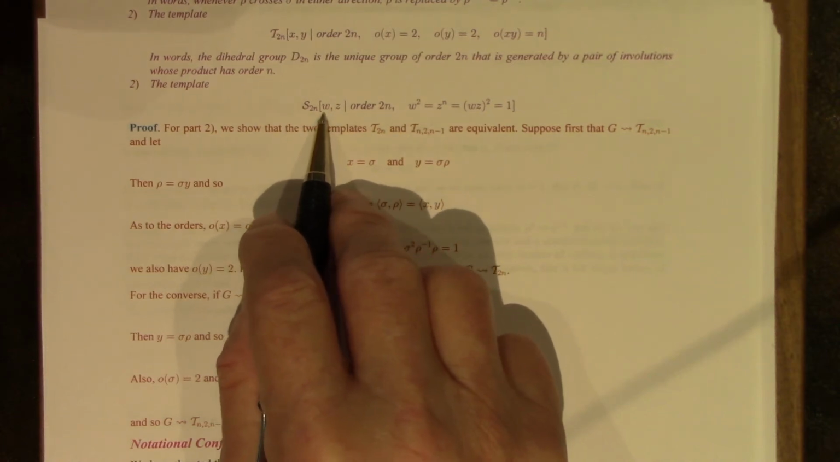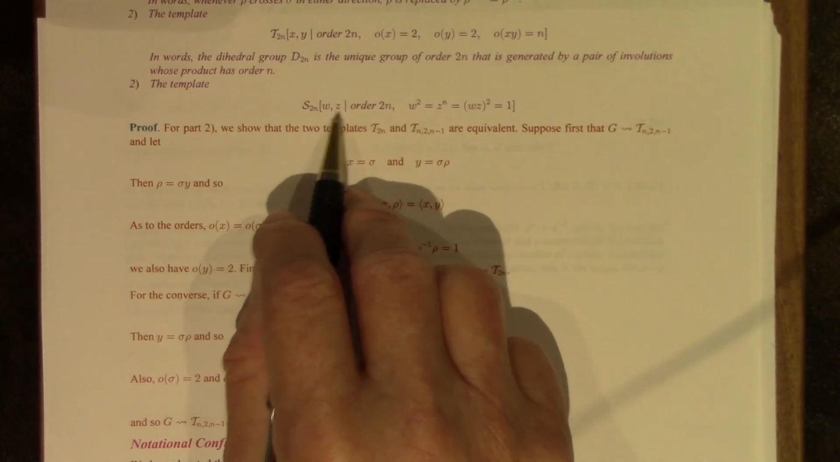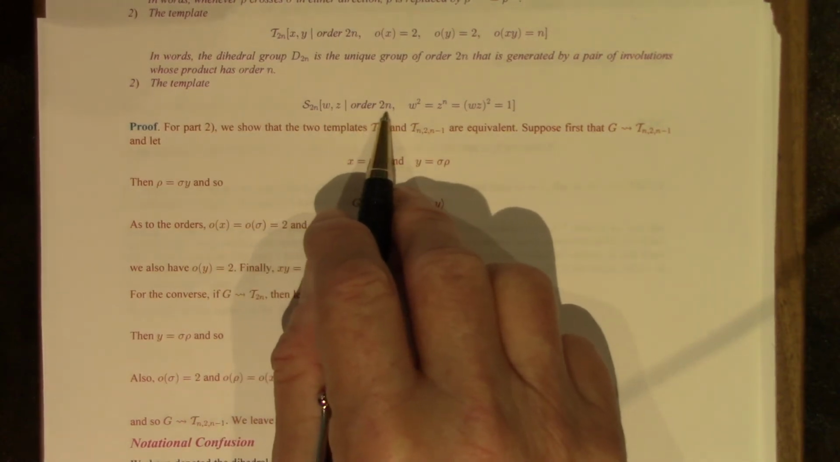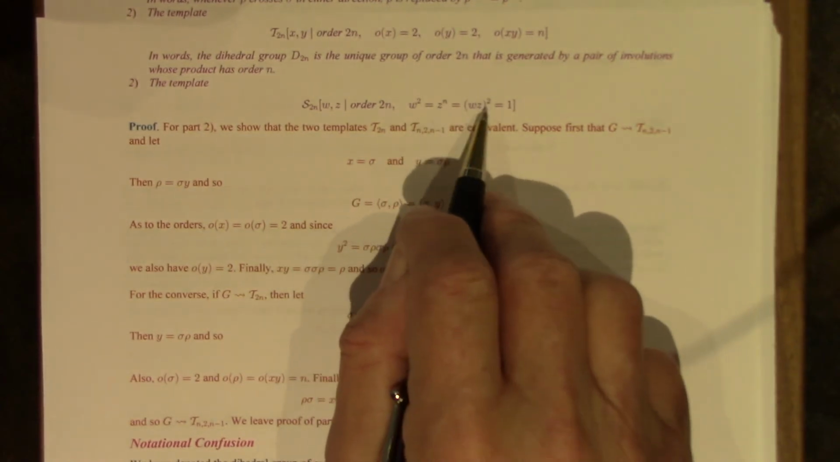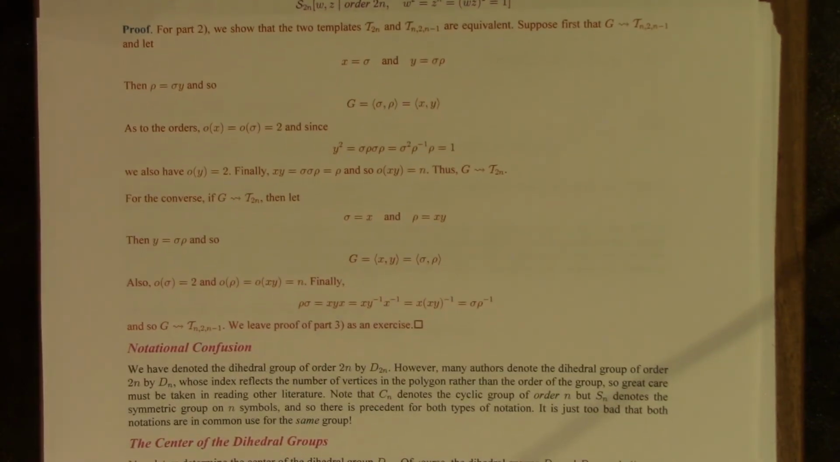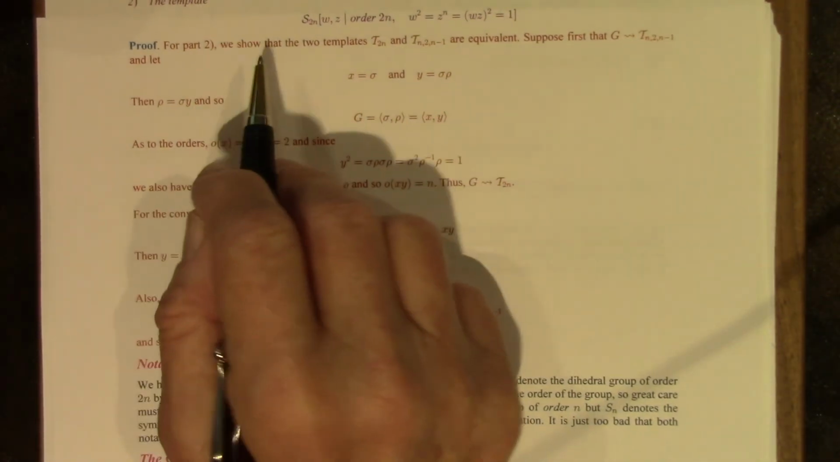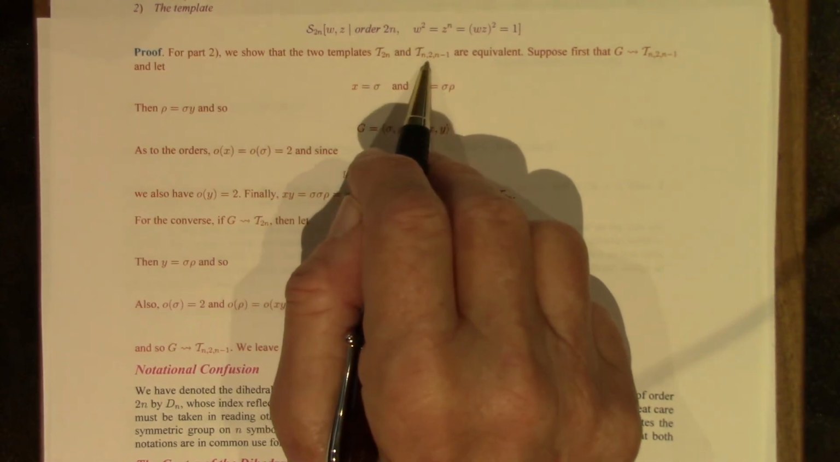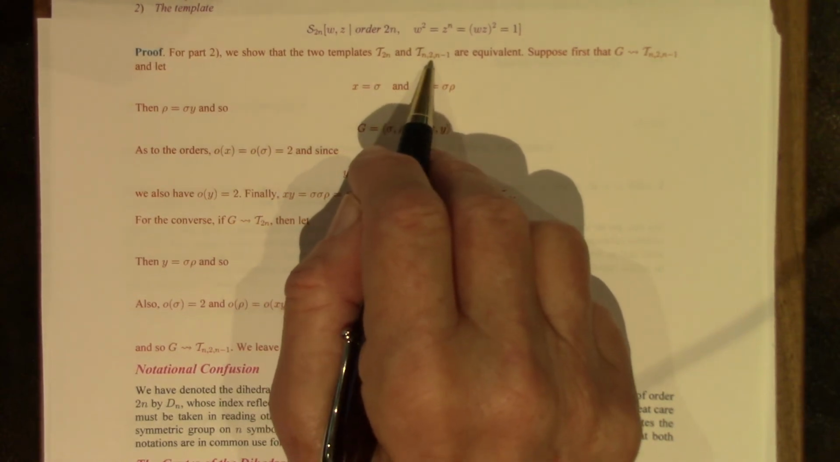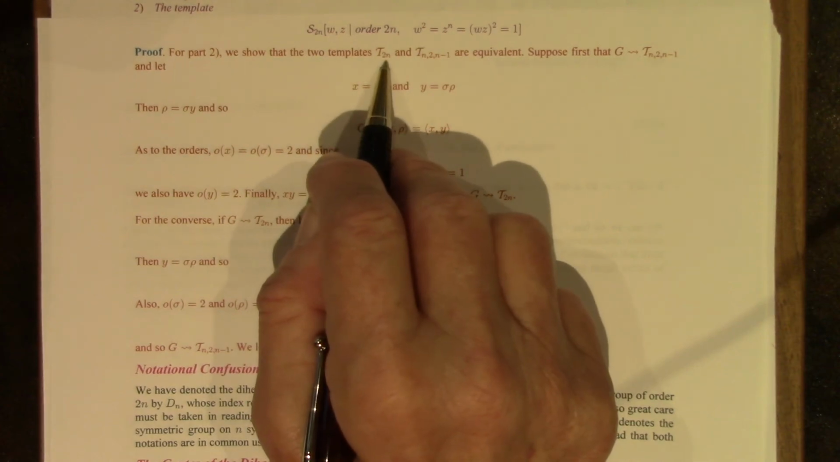and that is a group generated by 2 elements, w and z, where the group has order 2n, and w squared equals z squared equals (wz) squared equals 1. As to part 2, its proof, we need to show these 2 templates are equivalent. This is the standard template, and this is template T2n.